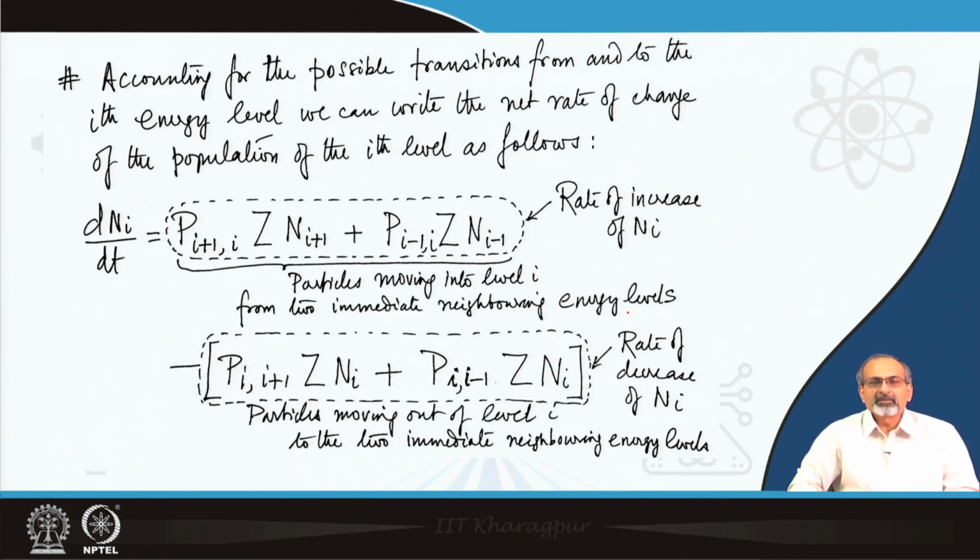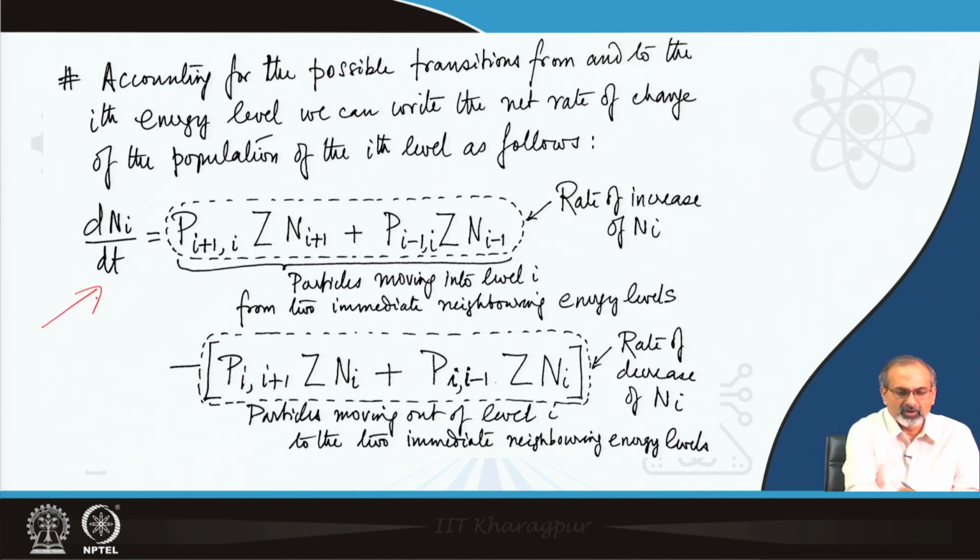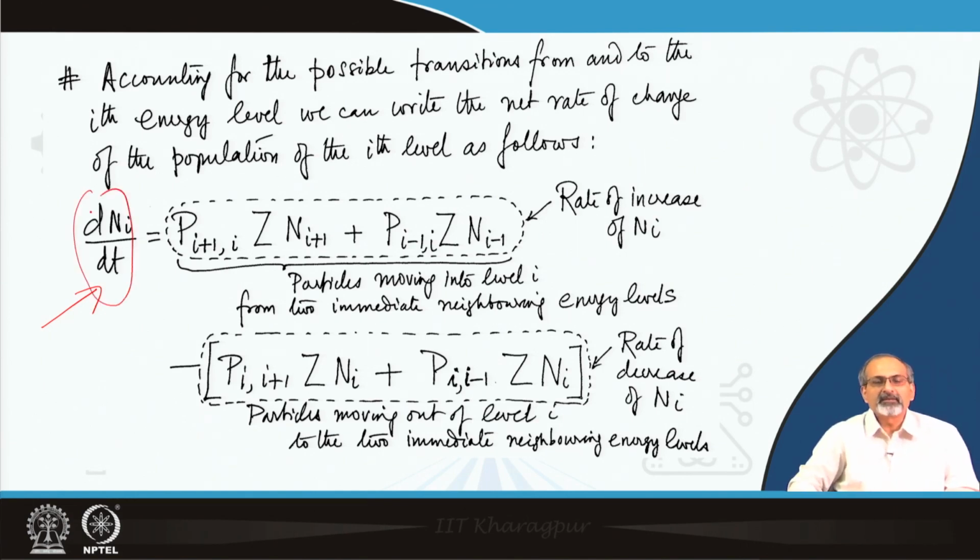Accounting for the possible transitions from and to the ith energy level, we can write the net rate of change of the population of the ith level as follows. So, now comes a very important form where we are seeing the term on the left hand side of this equation gives us the time rate of change of number of particles at the ith level.